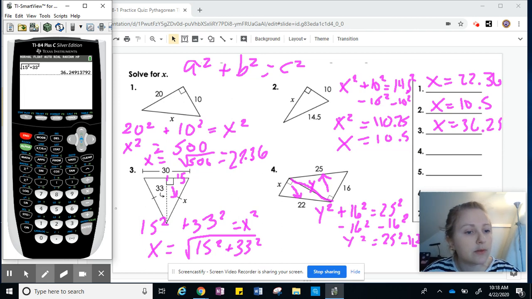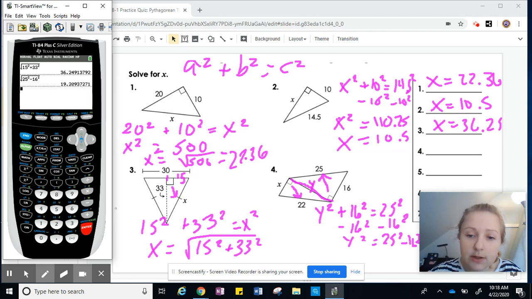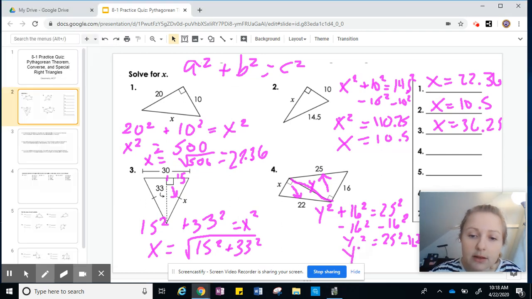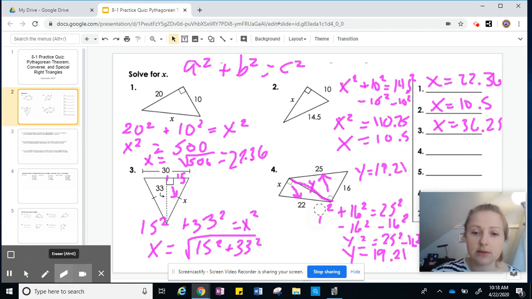So square root 25 squared minus 16 squared equals 19.21. So that means y equals 19.21. And we're going to use that now to find x. So I'm going to have to erase this to give myself some room. So we know that y equals 19.21. Let's write that up here so we don't lose it.